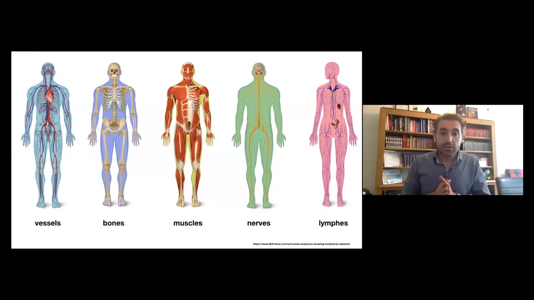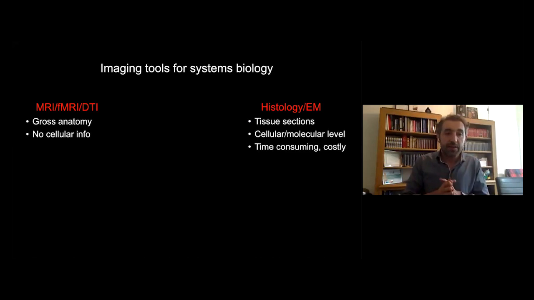As you know, we are an organism of interconnected systems from head to toe. We are wired with nerves and vessels and lymph nodes and other systems. It's clear that a disease affecting one part of the body will affect the rest. However, in the lab, we rarely study diseases at whole body scale because we simply don't have the tools to do so. If you just think about imaging tools, on the one side, we have MRI, fMRI, DTI-like imaging modalities, where we can see gross anatomy over time, but we don't have cellular information.